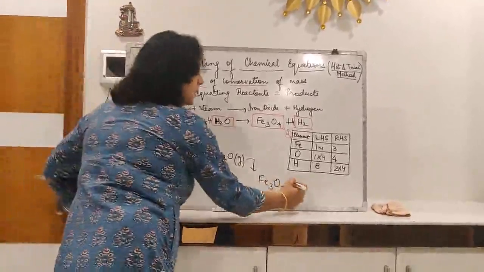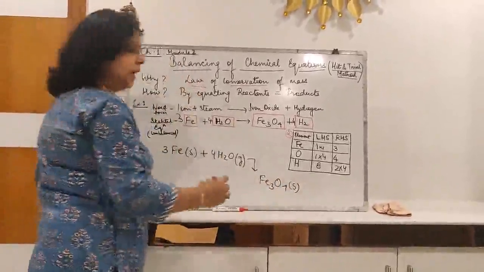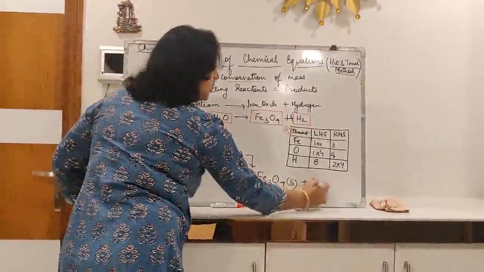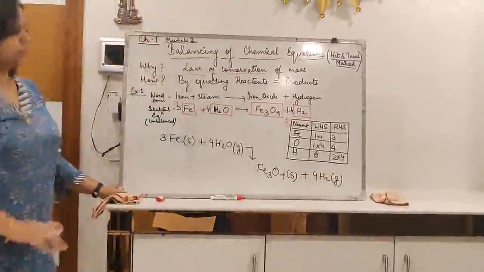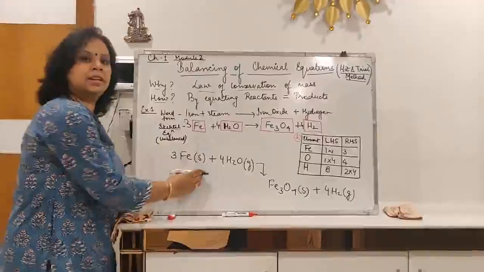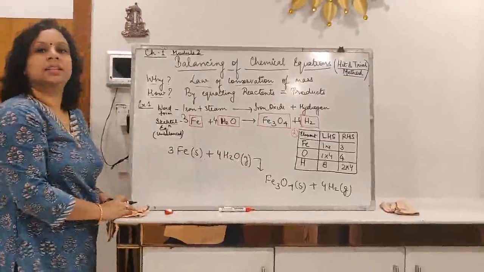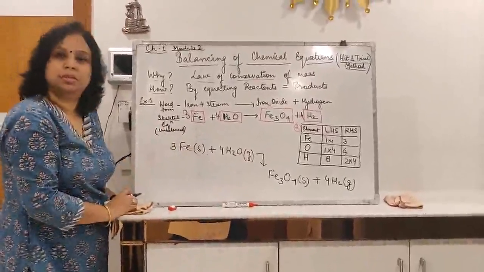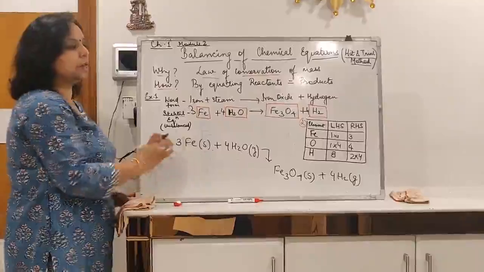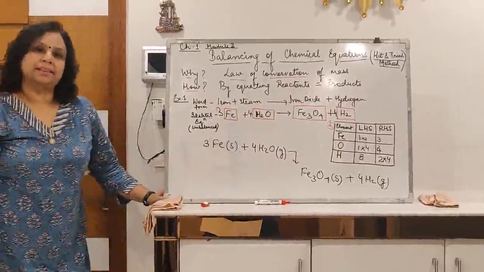Iron oxide is solid, and hydrogen is in gaseous form. Now once I write the states of matter, I remove these boxes. Now my equation is balanced.